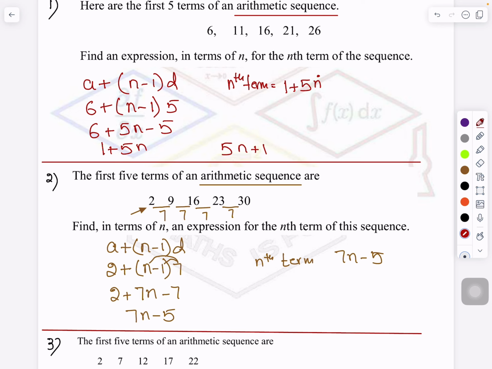Let me check whether this nth term is right or wrong. First term, second term, third term, fourth term. Let me take the example of the fourth term. The fourth term is 23. So if I put n = 4, my answer should come to 23. If the answer comes to 23, then my nth term is fine. So let me plug in here. 7 fours are 28, minus 5 is 23. I got it right, so the nth term formula is correct.